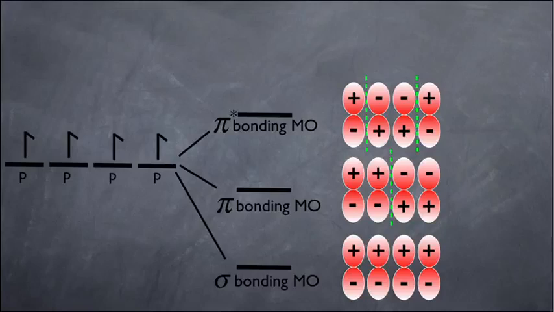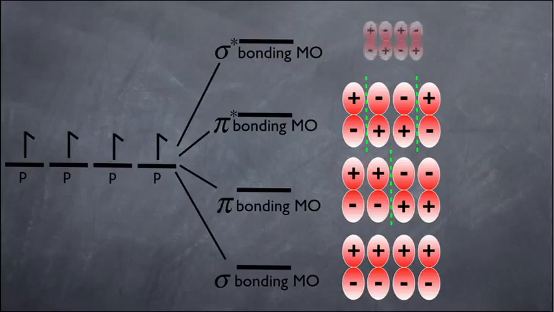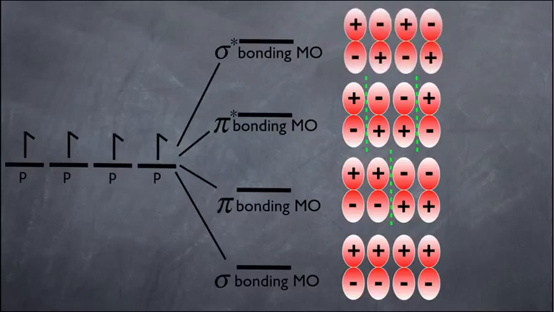However, there's one last way that these electrons could come together, one final way. It's called the sigma star bonding molecular orbital, or the sigma anti-bonding molecular orbital. That's this way they meet up. Notice in this possibility, there are 3 nodes that are formed.